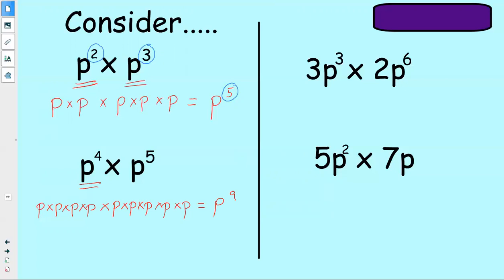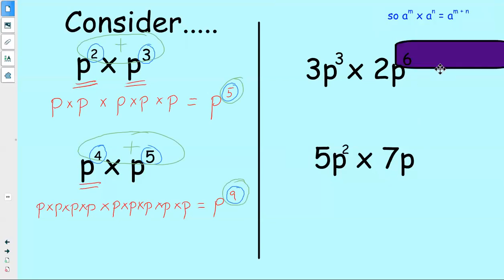So again, I circle the powers in the question and the powers in the answer. What is the relationship between them? You should see if you add together the powers in the question. So if I put a big add sign in here, 2 add 3 gives you the answer 5. And here, 4 add 5 gives you the answer 9. So this is one of the index rules.